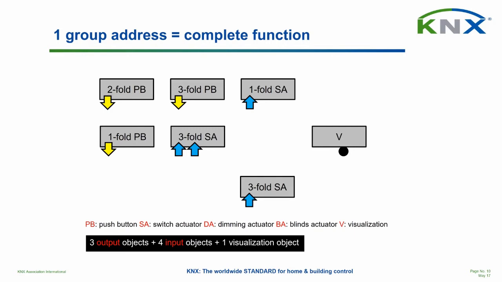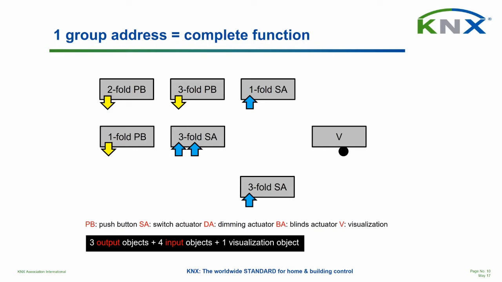But the visualization object could also be output. You could also send telegrams from that visualization system. And at that moment it is of course an output object. So therefore I called it intentionally the visualization object and not input or output, because it's undefined.